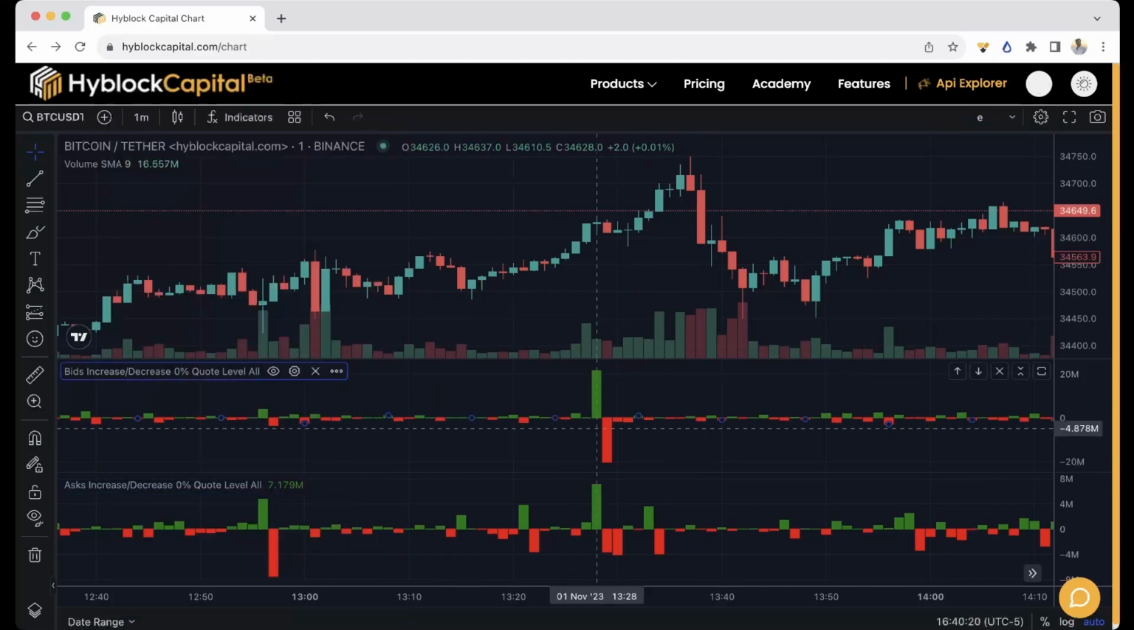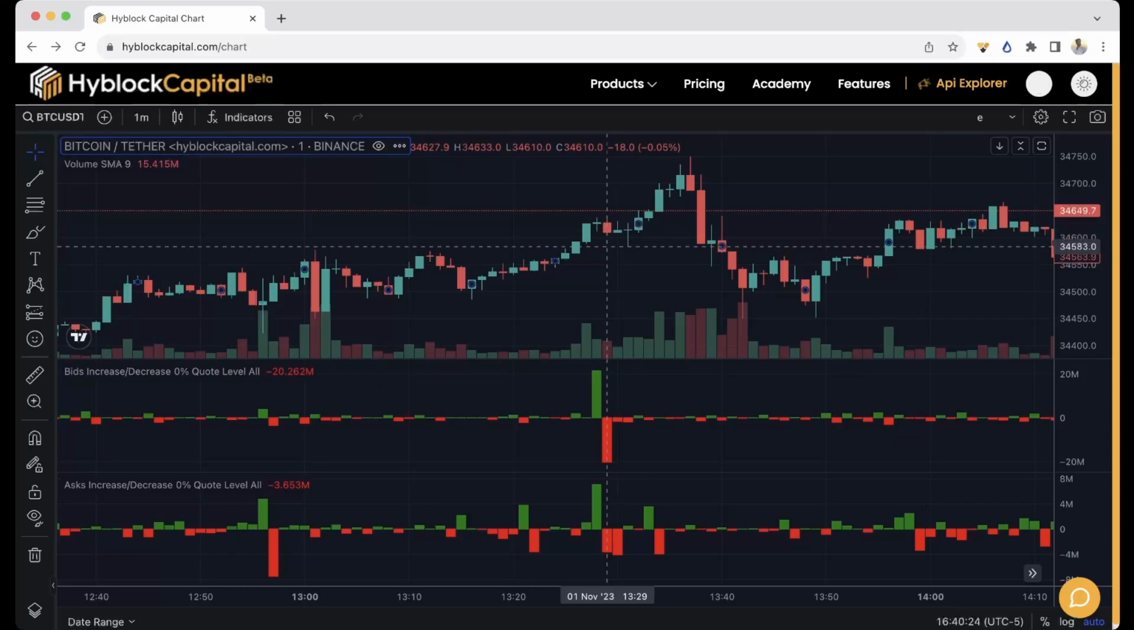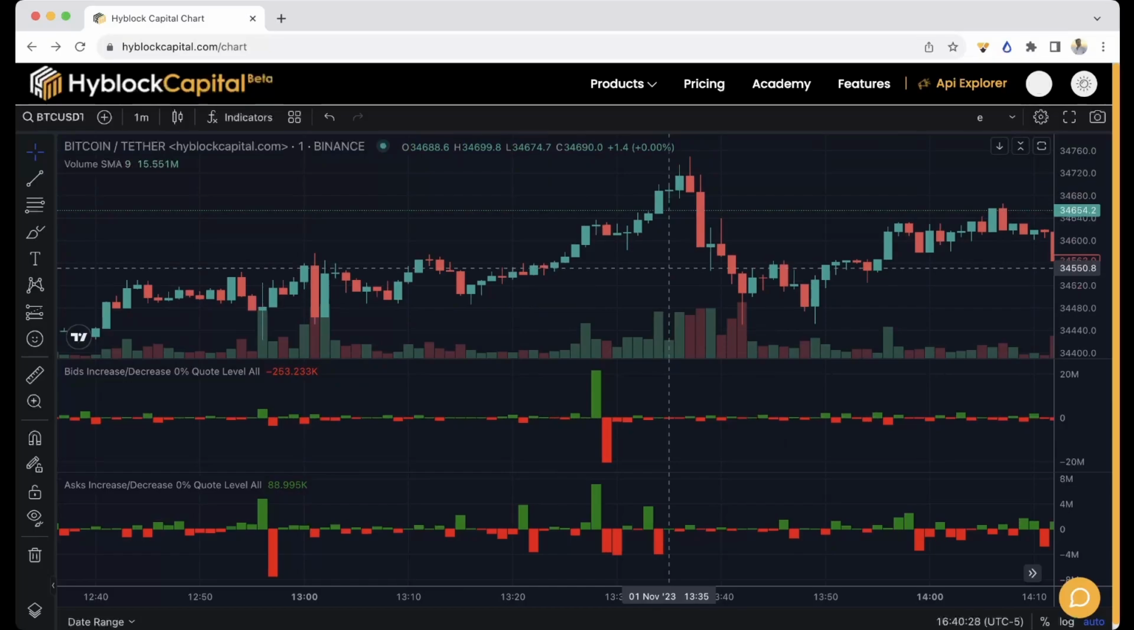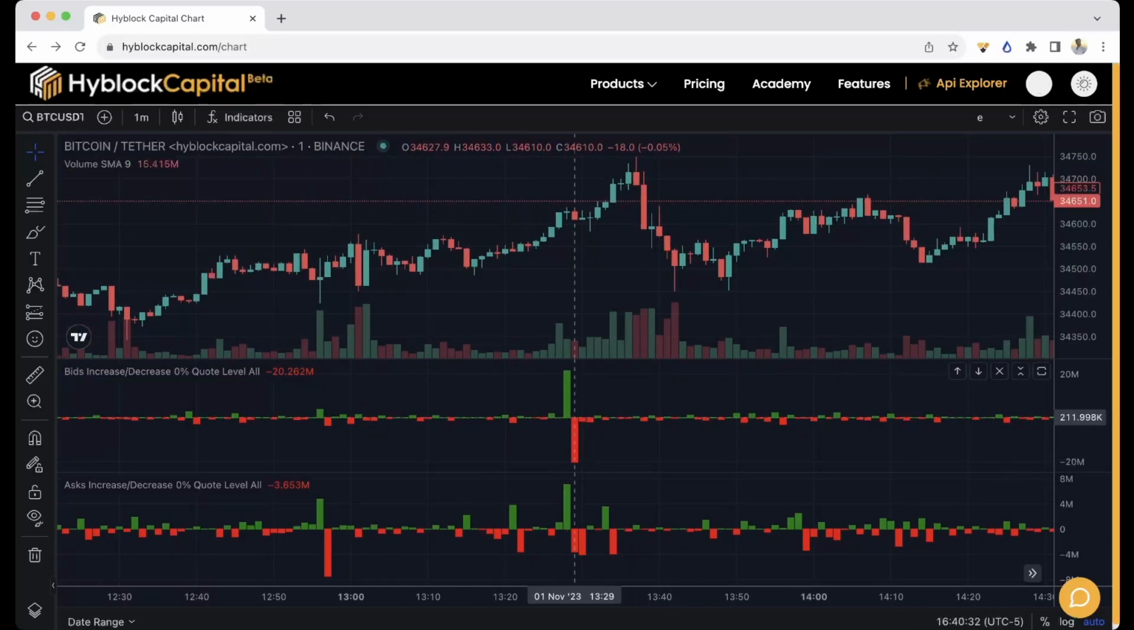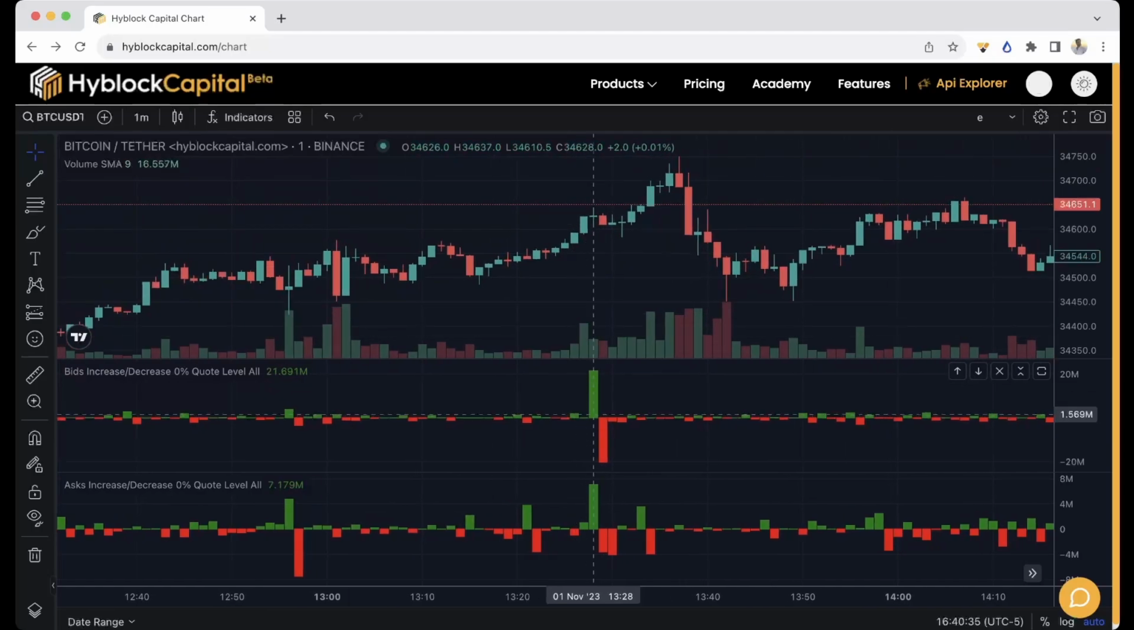So as you can see here, this massive bid was very bullish, as you can see right here. And then the bid went away, as you can see right here, but price just kept killing all the offers. This would have been probably the best signal.